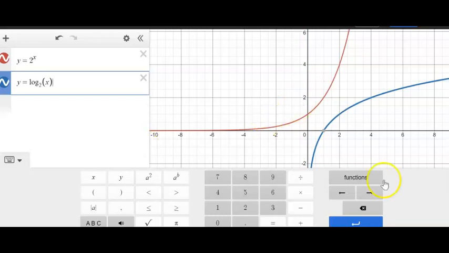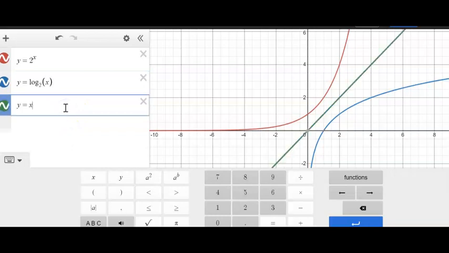So if you look at that, they look like they might be symmetric about the line y equals x. Just to see, I'm going to write y equals x here. If I take a look at that, that looks like a perfect mirror image about the line y equals x. That's enough for me to know they're inverses.